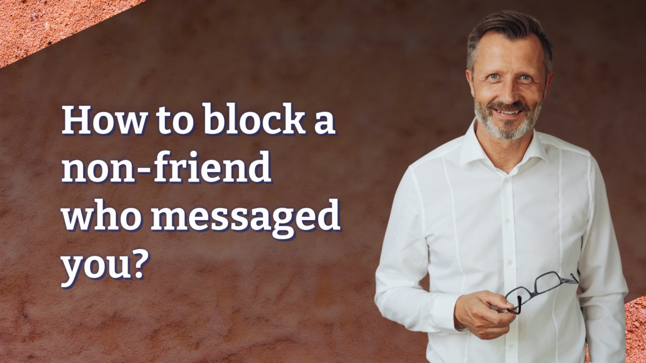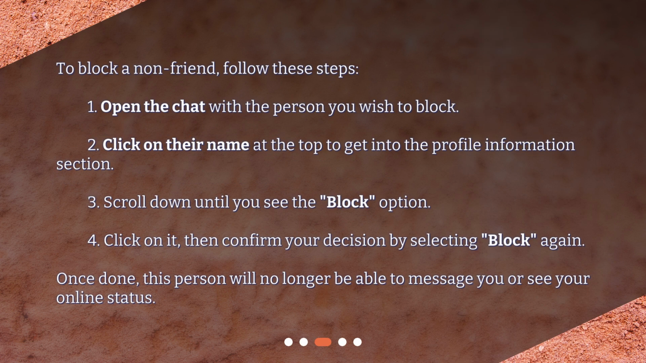How to block a non-friend who messaged you? To block a non-friend, follow these steps. 1. Open the chat with the person you wish to block. 2. Click on their name at the top to get into the profile information section. 3. Scroll down until you see the block option. 4. Click on it, then confirm your decision by selecting block again. Once done, this person will no longer be able to message you or see your online status.